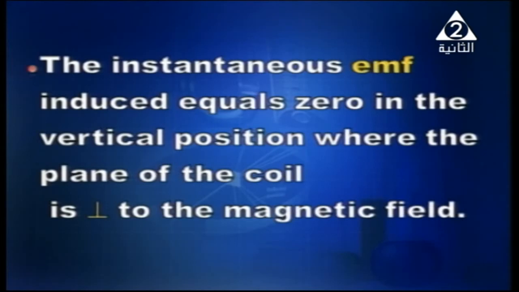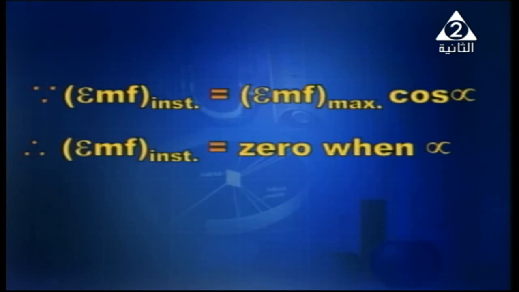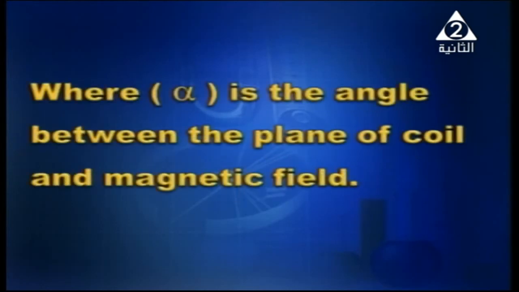Instantaneous EMF induced equals 0 in the vertical position where the plane of the coil is perpendicular to the magnetic field. The sides move parallel to the flux lines, no cutting, so EMF is equal to 0. Instantaneous EMF is given by the expression EMF maximum cosine alpha. So instantaneous EMF will be equal to 0 when alpha is 90. Alpha is the angle between the plane of the coil and the magnetic field.